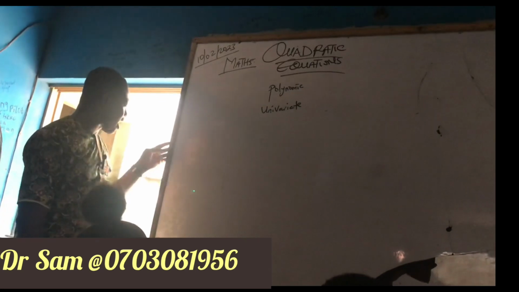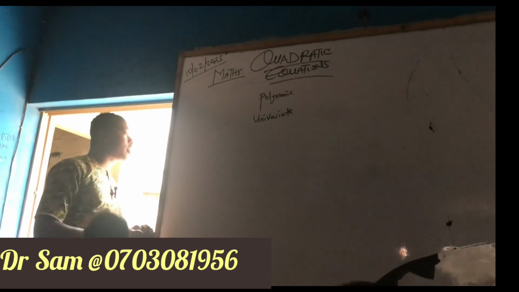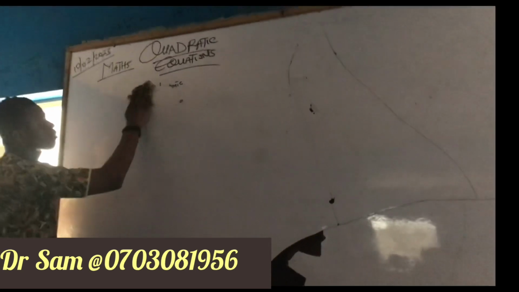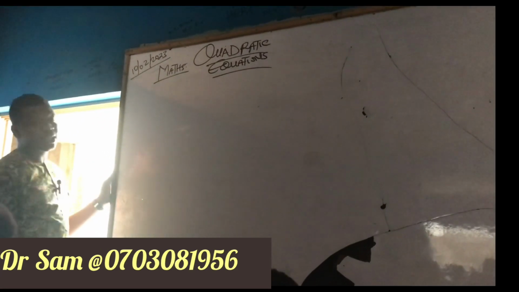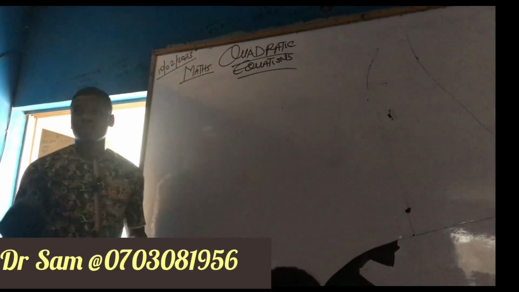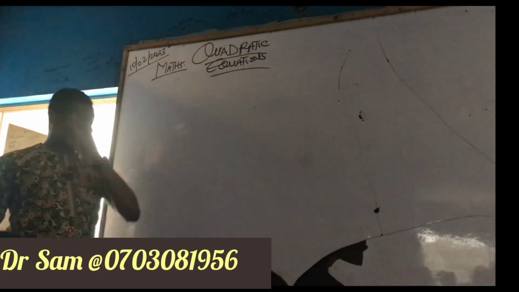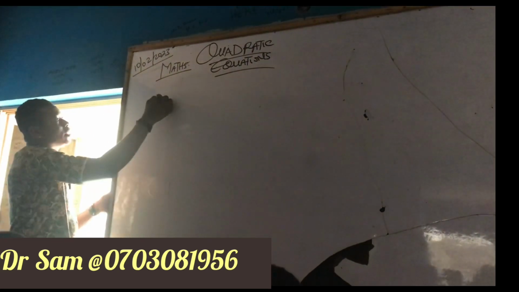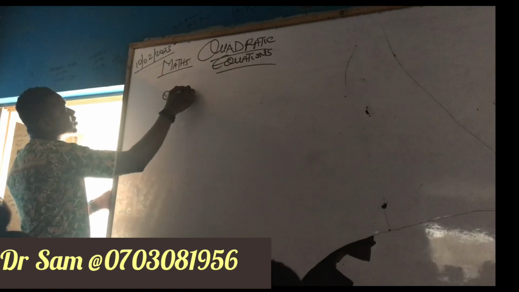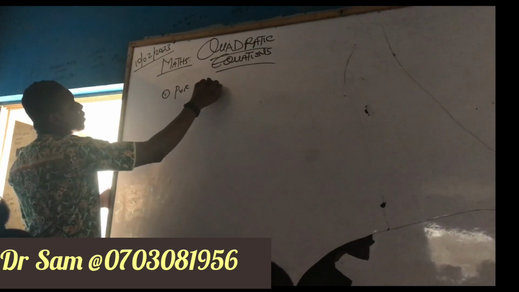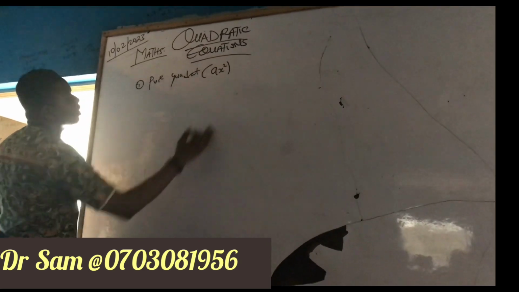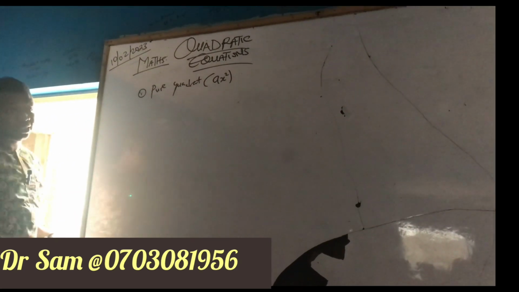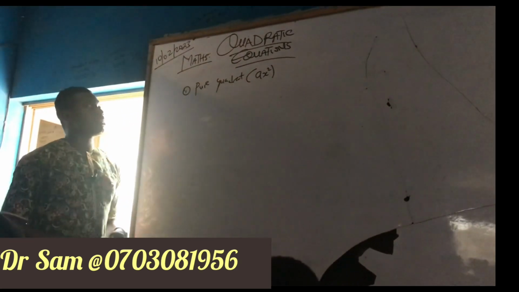There are 3 parts of a quadratic equation. Number 1, we have the pure quadrat, written as ax squared.